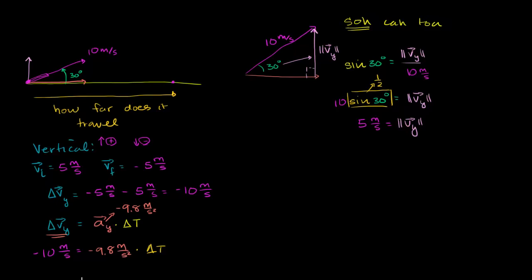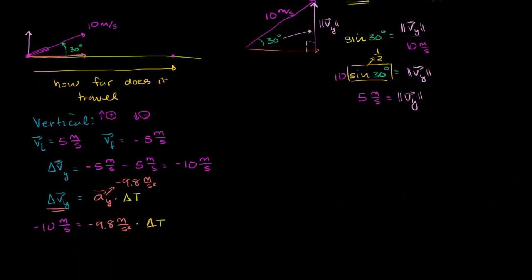So to figure out the total amount of time that we are in the air, we just divide both sides by -9.8 meters per second squared. That cancels out, and I get my change in time. I have a negative divided by a negative, so that's a positive, which is good because we want to go in positive time. We assume that the elapsed time is a positive one. And so what do we get if I get my calculator out?